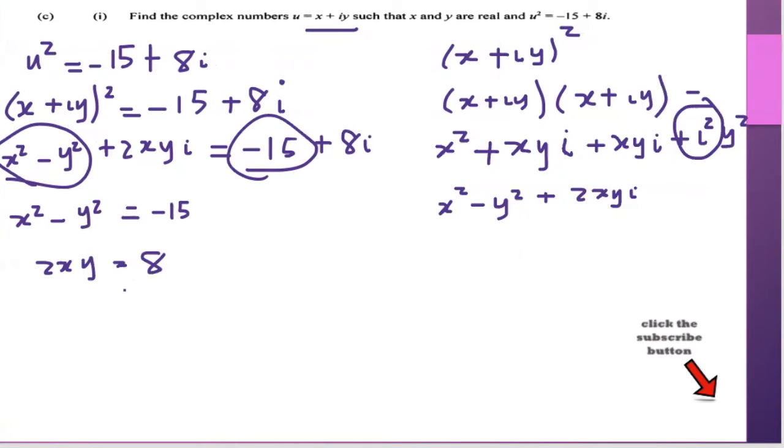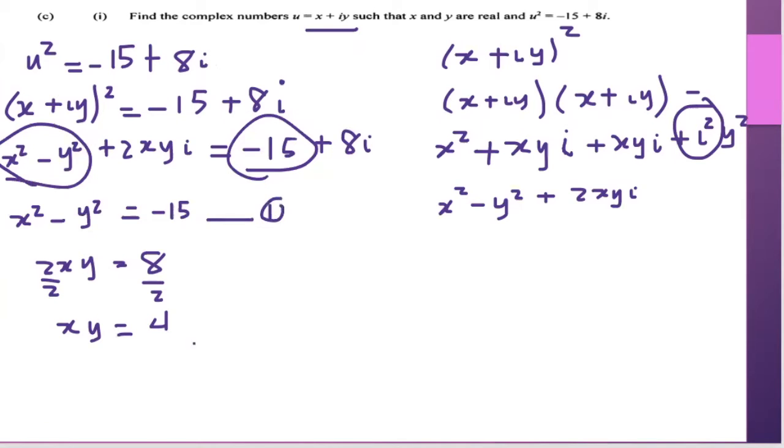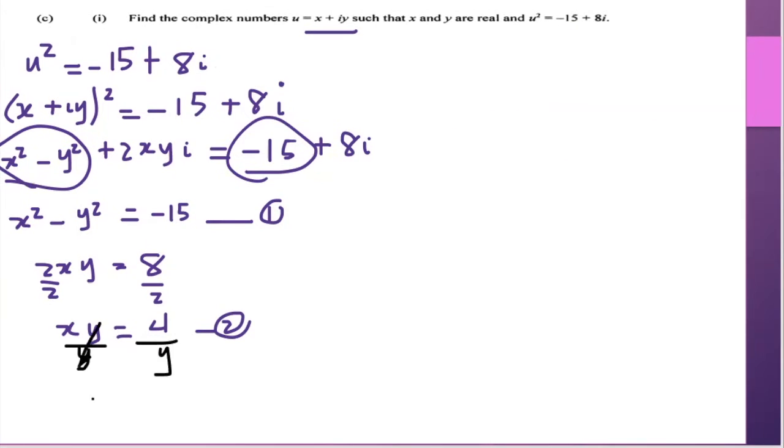For the second one, 2xy equal 8, I am going to make x the subject. But before I do that, I divide both sides by 2, reducing this to get xy equal 4, and I label these as equation 1 and equation 2. Now I divide both sides by y, and I have x being the subject, so x is equal to 4 over y, and I'm going to call this equation 3.